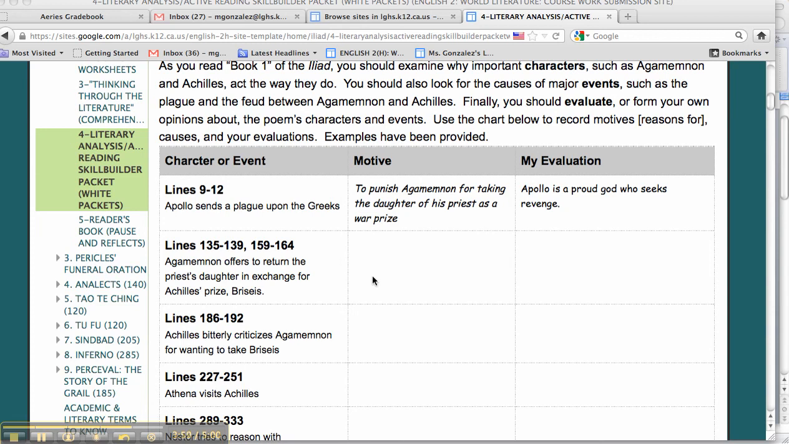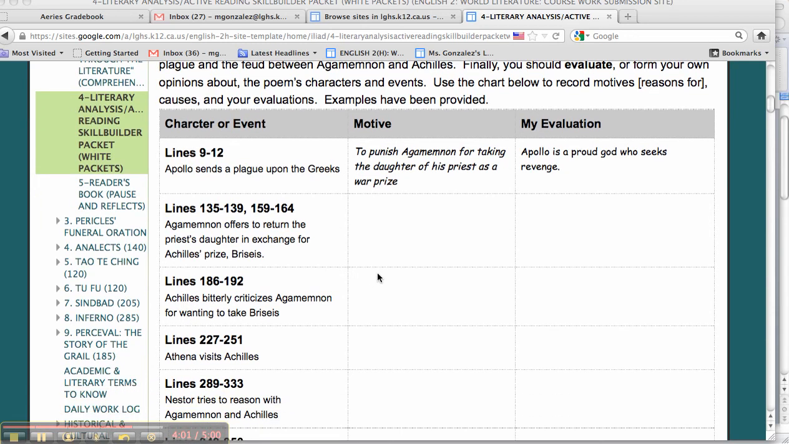Okay, so I'm going to go ahead and do the next one for you guys, and then you guys have to do the rest. And then we'll watch the next one. I'll create another video. In lines 135, 139, 159, and 164, Agamemnon offers to return the priest's daughter in exchange for Achilles' prize, Briseis. That's Achilles' war prize again. What was his motive for this? Again, we're evaluating Agamemnon. What's Agamemnon's motive for wanting to take Achilles' prize?